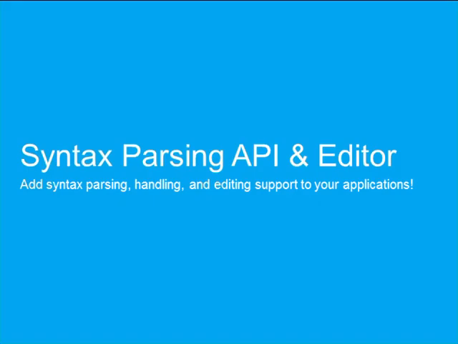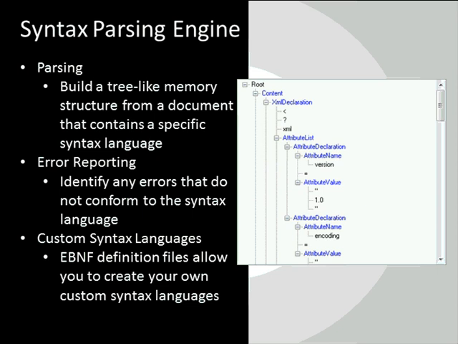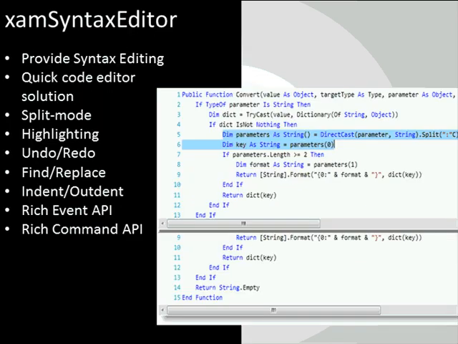The first set of controls I want to talk about is the new syntax parsing engine and the syntax editor control. The syntax parsing engine allows you to provide an EBNF file, a definition file, to create your own language with grammar and syntactical language rules, things like that. Basically, we build out a tree-like memory structure of a document according to the rules defined in your EBNF file. We provide error reporting and things like that. Now, the real reason the syntax parsing engine was created is to support our new XAML syntax editor control.